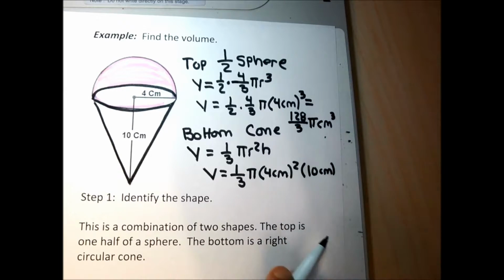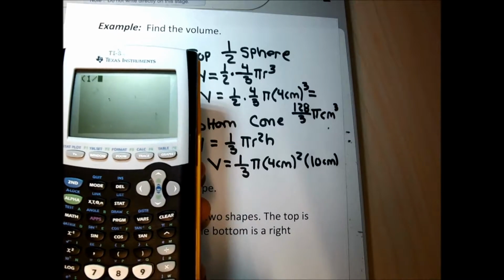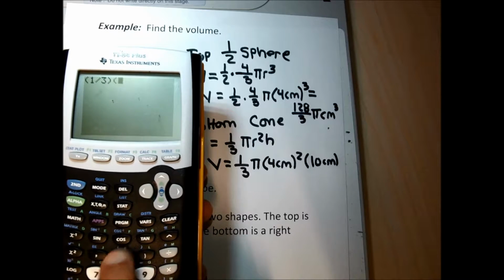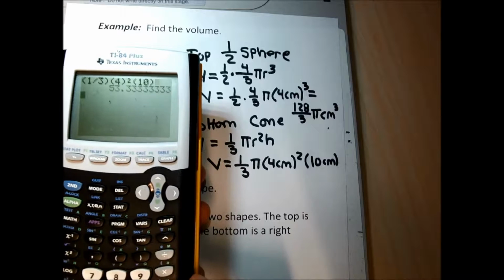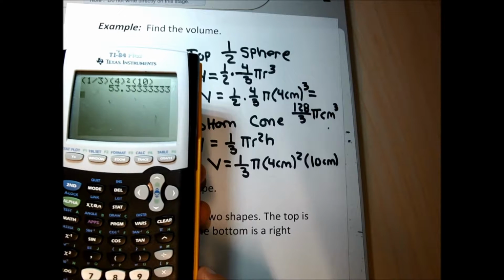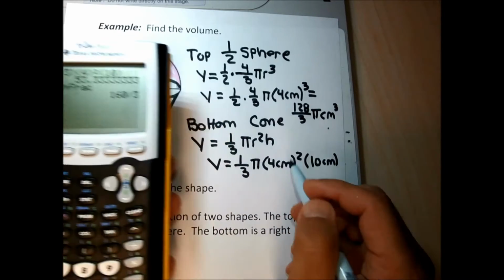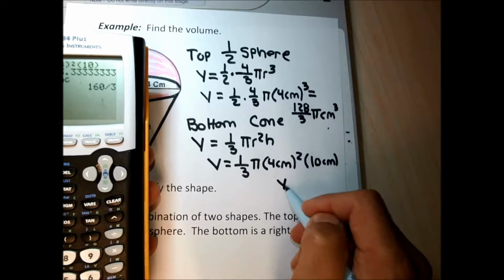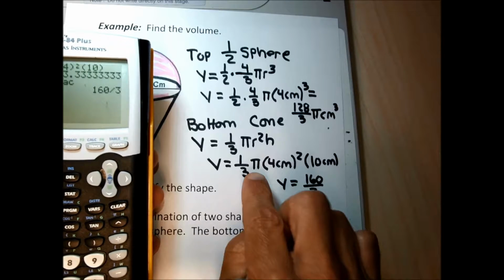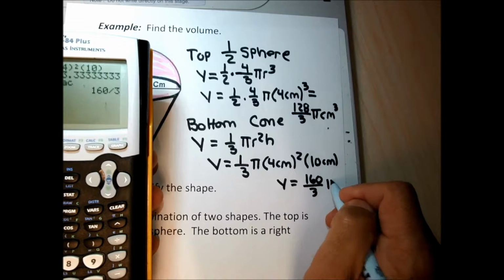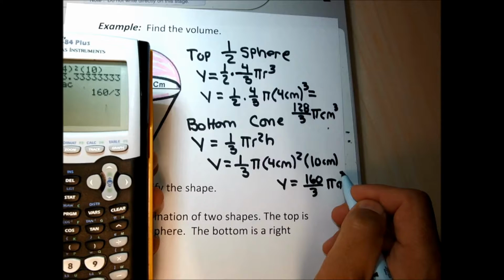So I'm going to find its volume. I'm going to go parentheses 1 divided by 3, and then parentheses 4 squared, and then parentheses 10. Rather than using times signs, I'm using parentheses for my multiplication. And math, enter, enter. And so the volume of the cone is 160 over 3. I haven't dealt with the pi yet, so I leave the pi there, and then it's cubic centimeters. It's going to go centimeters cubed.